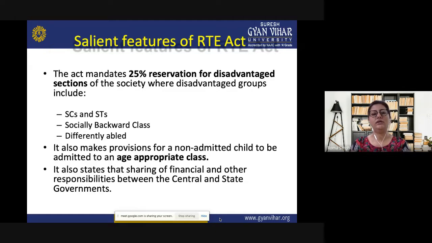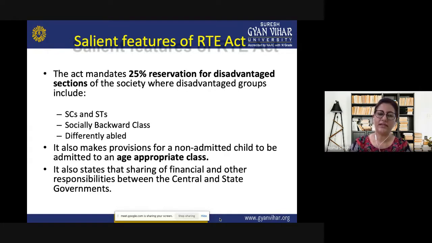So let us now take a look at the salient features of the RTE Act. The first one is that the Act mandates 25% reservation for disadvantaged sections of society, where disadvantaged groups include scheduled castes and scheduled tribes, socially backward classes, the weaker sections, and the differently abled people. It also makes provision for a non-admitted child to be admitted to an age-appropriate class. So whichever class is appropriate for a certain age, the student will be admitted to that class.